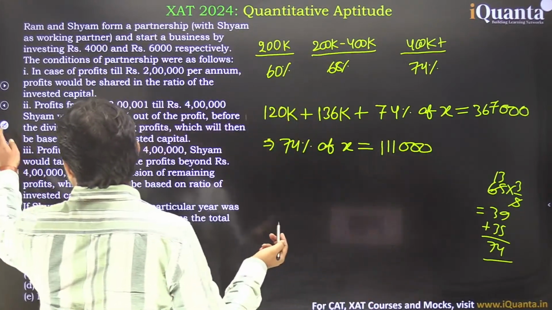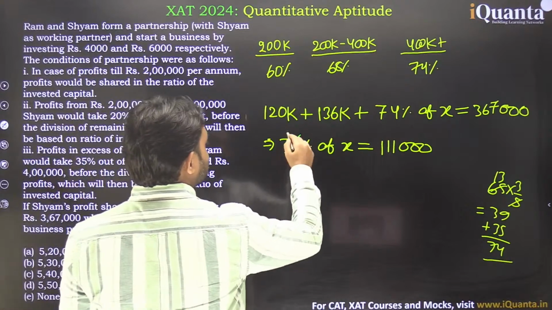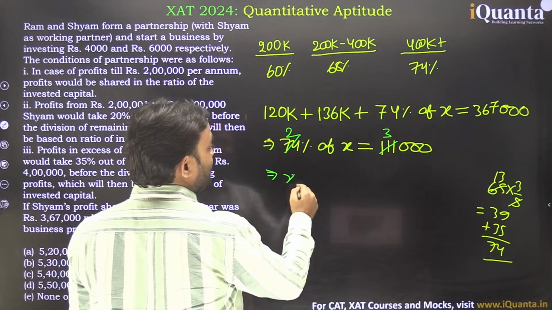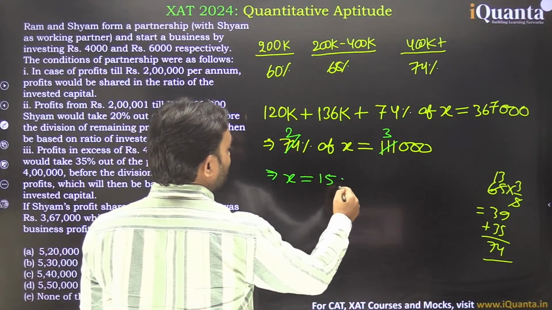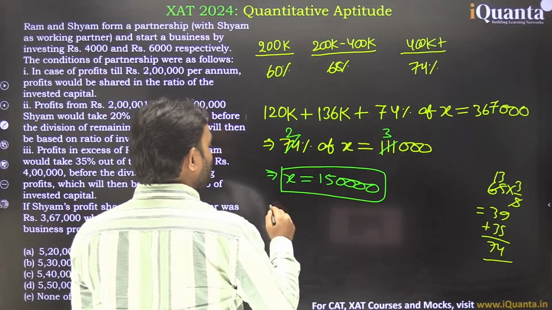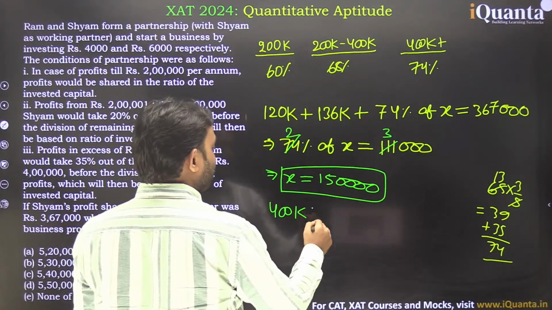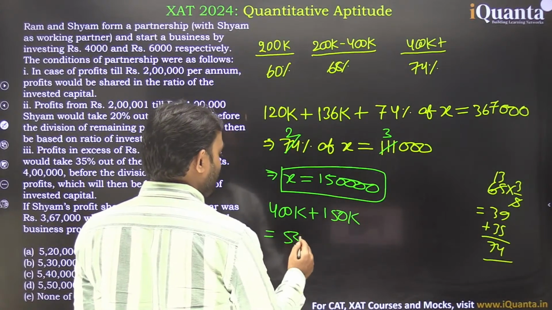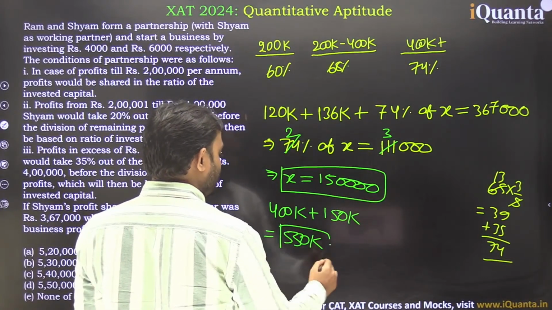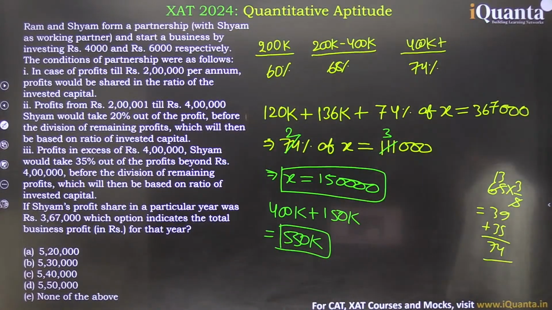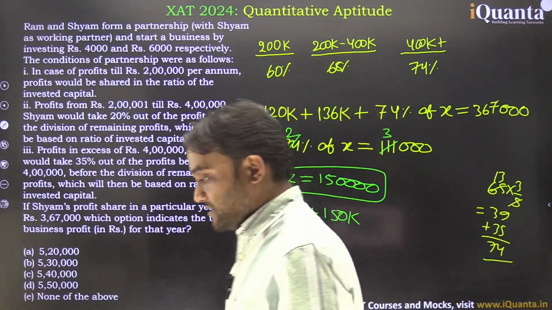Now if you recognize this number, this is 37 into 2, this is 37 into 3. Or we can say X will be equal to 1,50,000. So the total amount is 400K plus 150K, which is equal to 550K. Neat and clean, nothing needed to be done here. See how easily this got solved, right?